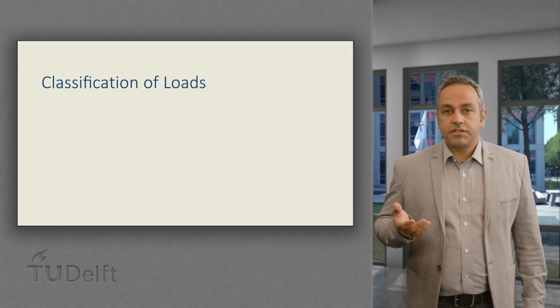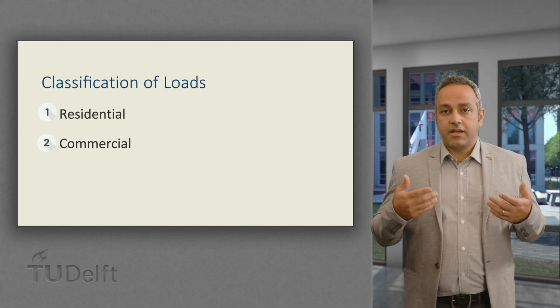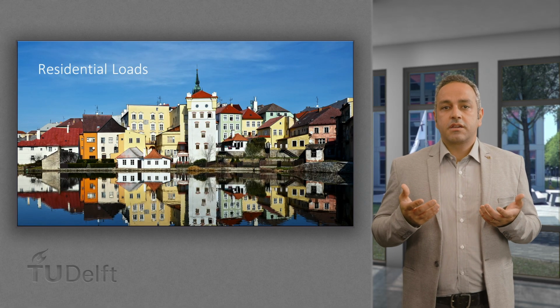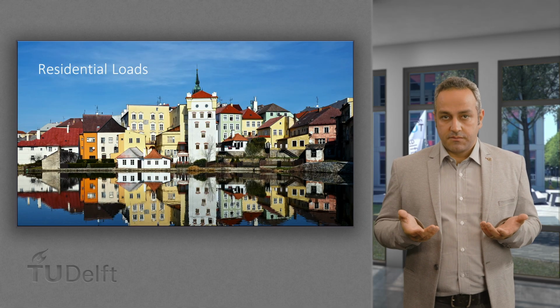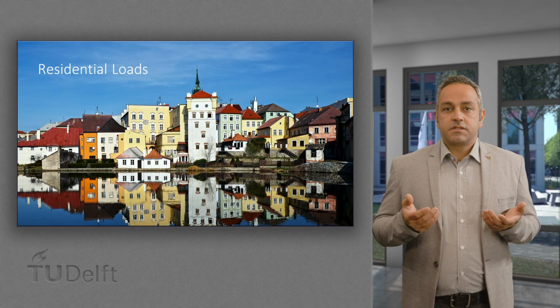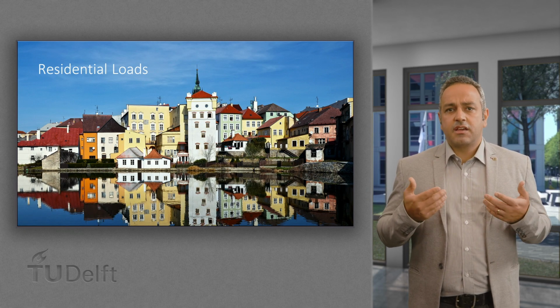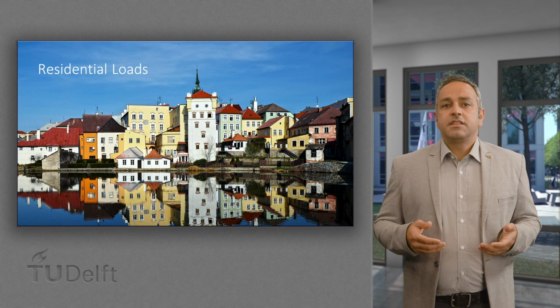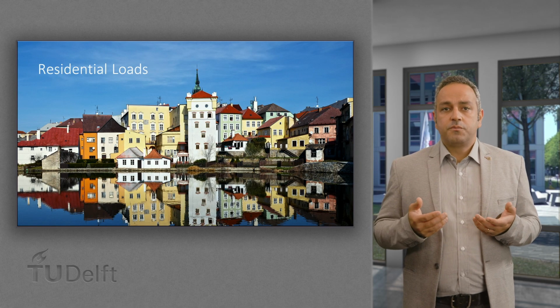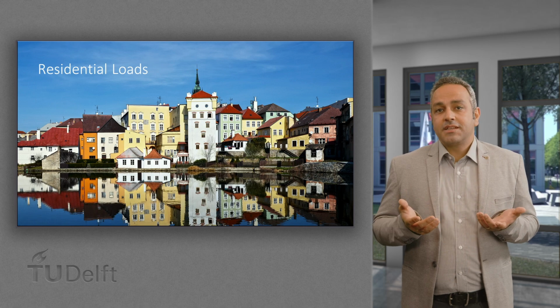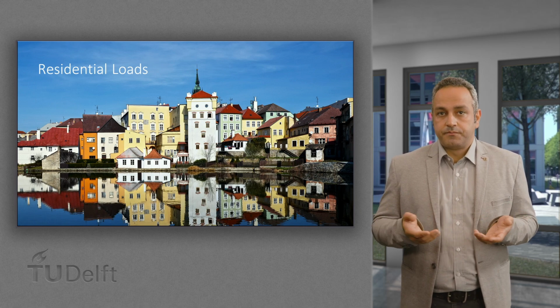Loads can be classified into residential, commercial, and industrial loads. Residential loads are connected to the distribution system. The common voltage ratings of distribution systems are 7.2, 10, 11, and 12 kilovolts. Distribution transformers are used to bring power down to lower levels, for example, from 10 kilovolts to 400 volts.